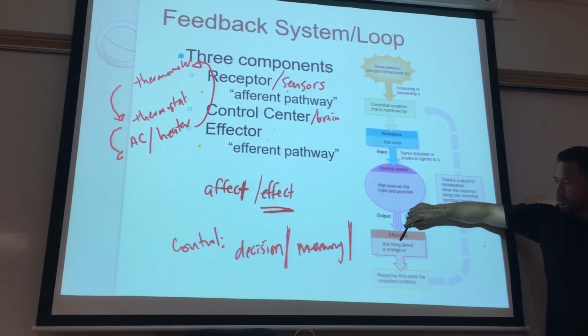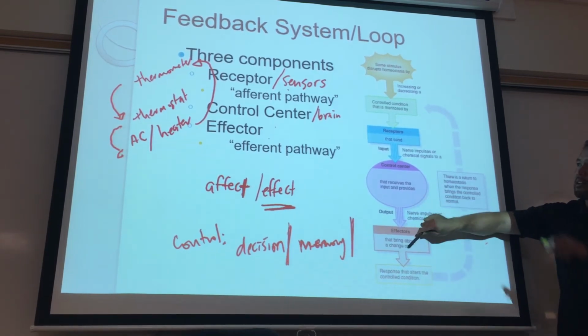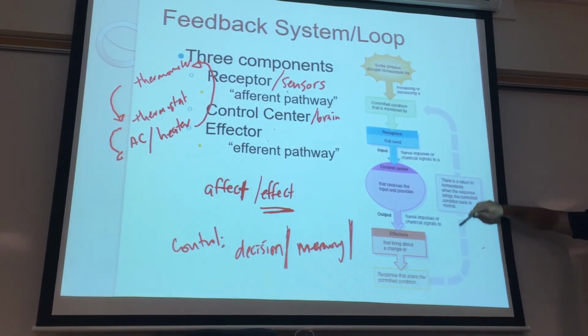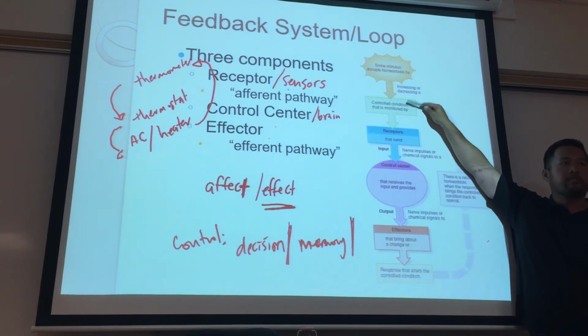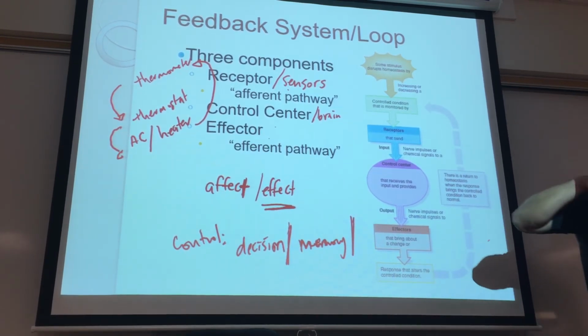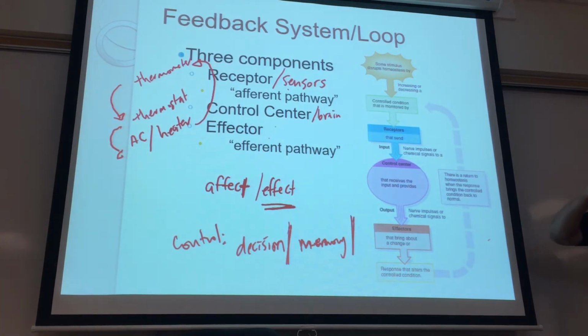It's going to send that output out to the effector to turn on the AC. Once that effector turns on, the AC is on, and that's going to cause a change that is going to get picked up by the receptor. So this is our feedback loop. What questions do we have on that?